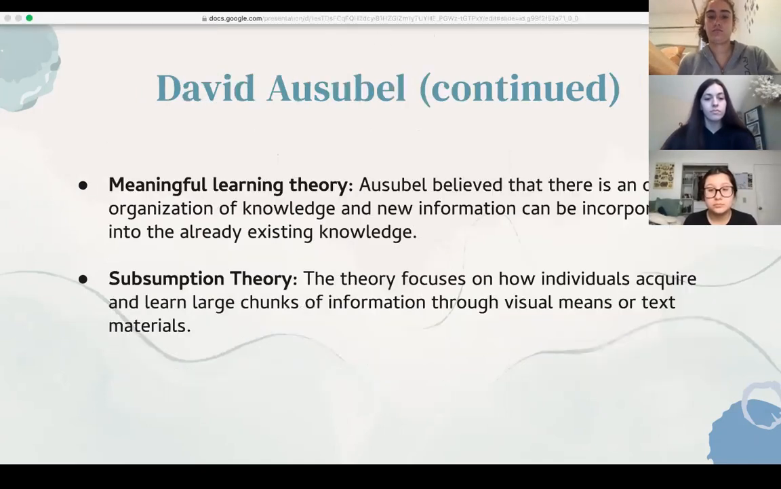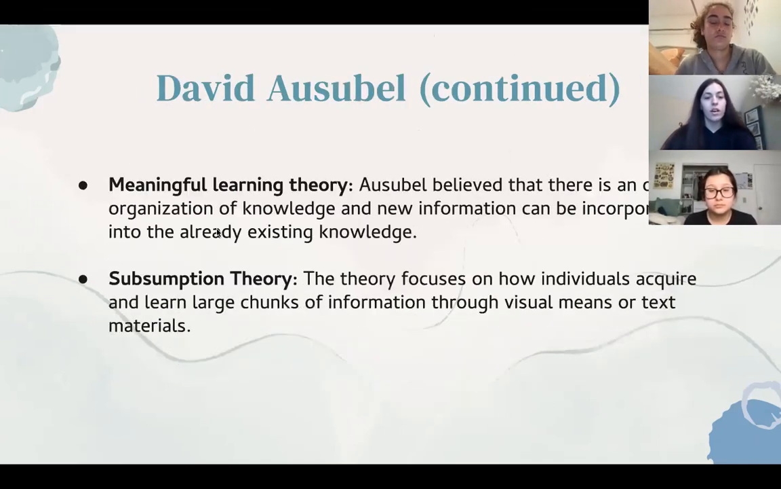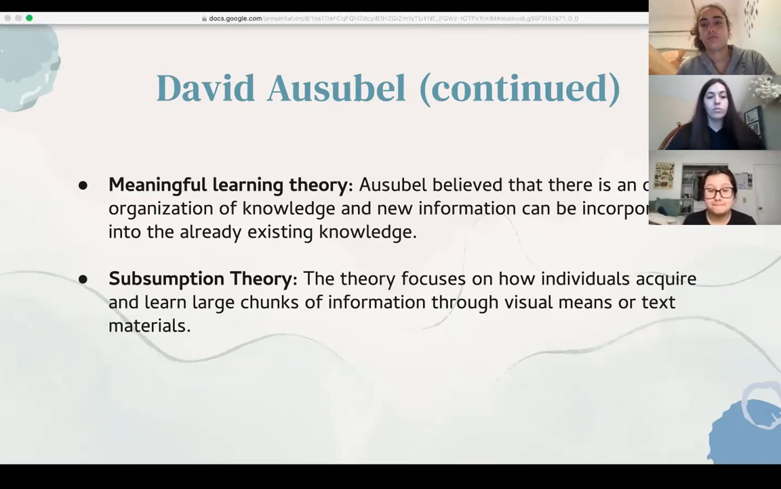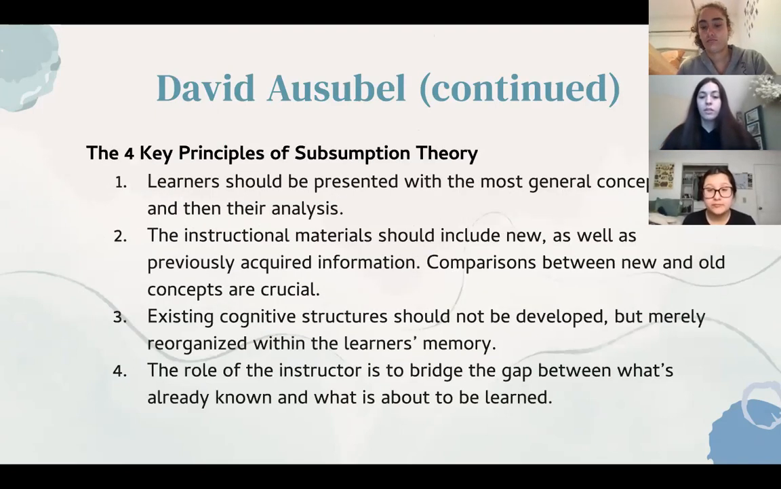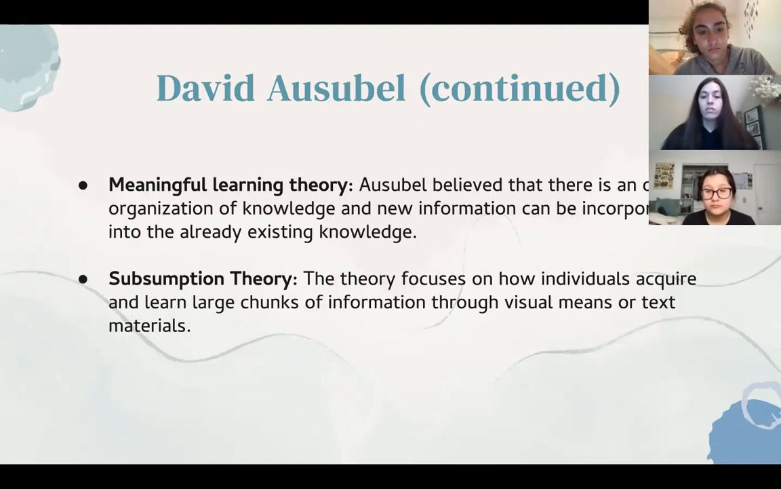So his first theory, the meaningful learning theory: Ausubel believed that there is an overall organization of knowledge, and new information can be incorporated into that already existing knowledge. He believed that we should be having meaningful learning rather than just memorization, which is kind of what we've been talking about in our book, Learning and Forgetting. And so learning new knowledge is based on what we already know.